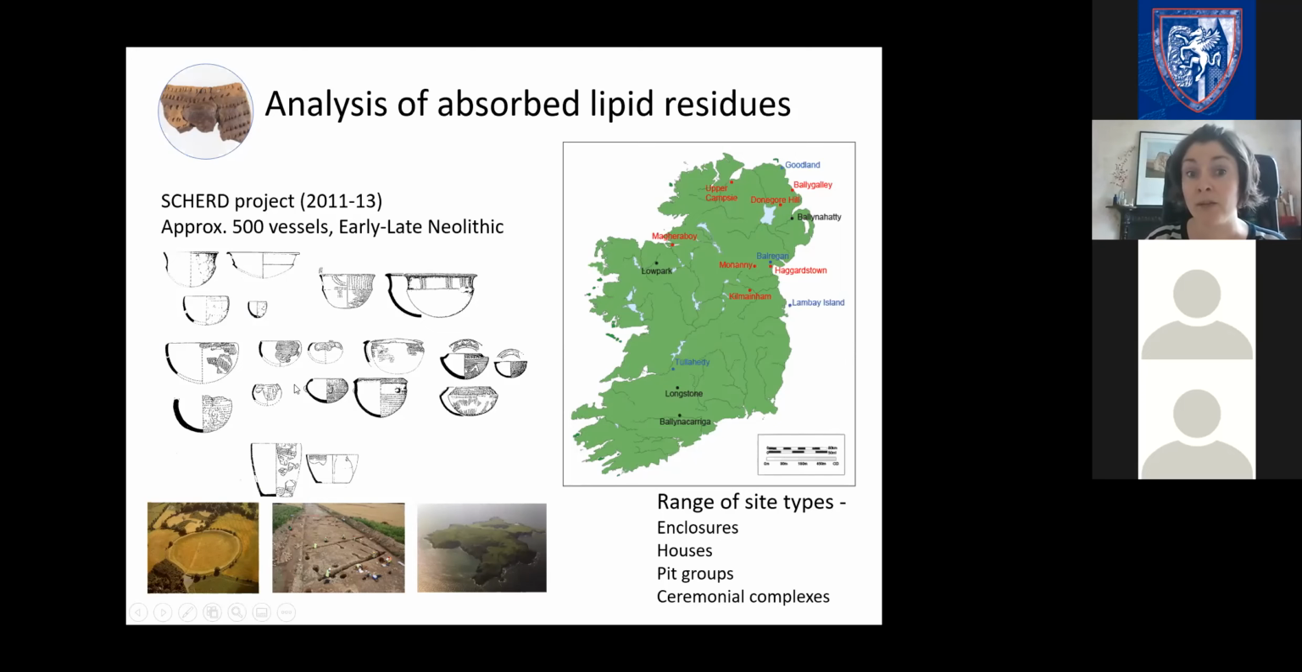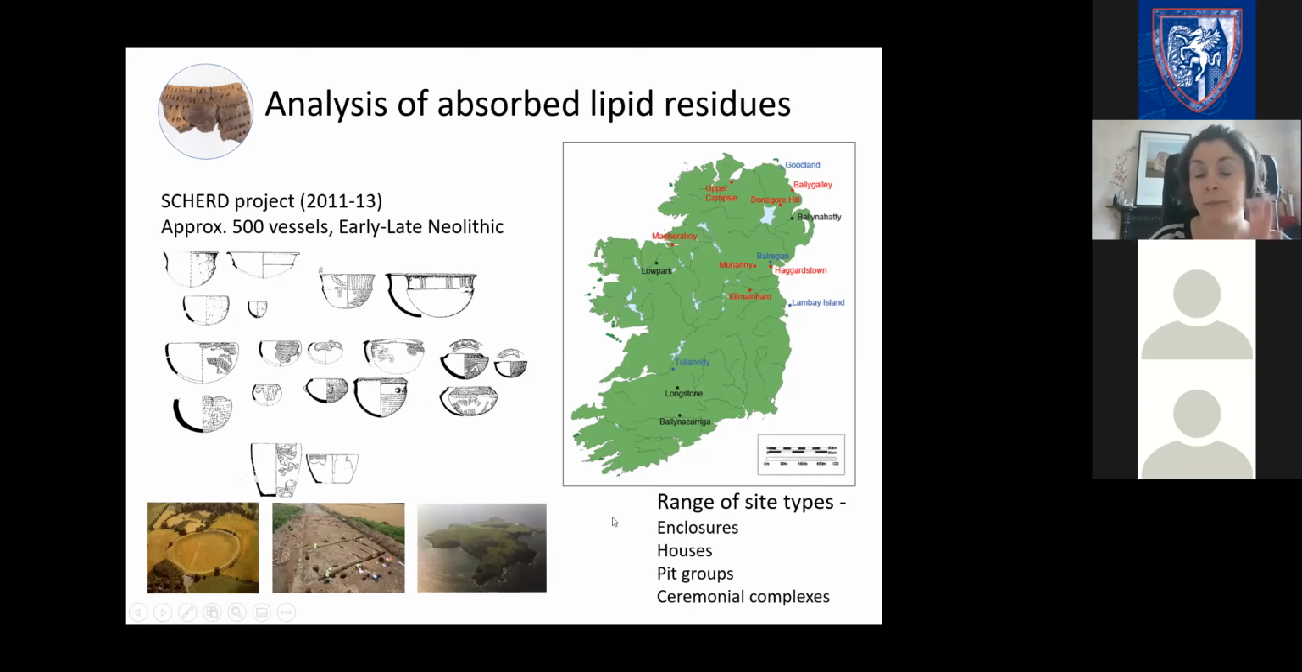So I had looked at a range of Neolithic vessels from the early to the late. On the map here, the early is in red, middle is in blue, and the late Neolithic, the grooved ware, is in black. 13 sites, nearly a decade ago now, and nearly 500 vessels across a range of site types.